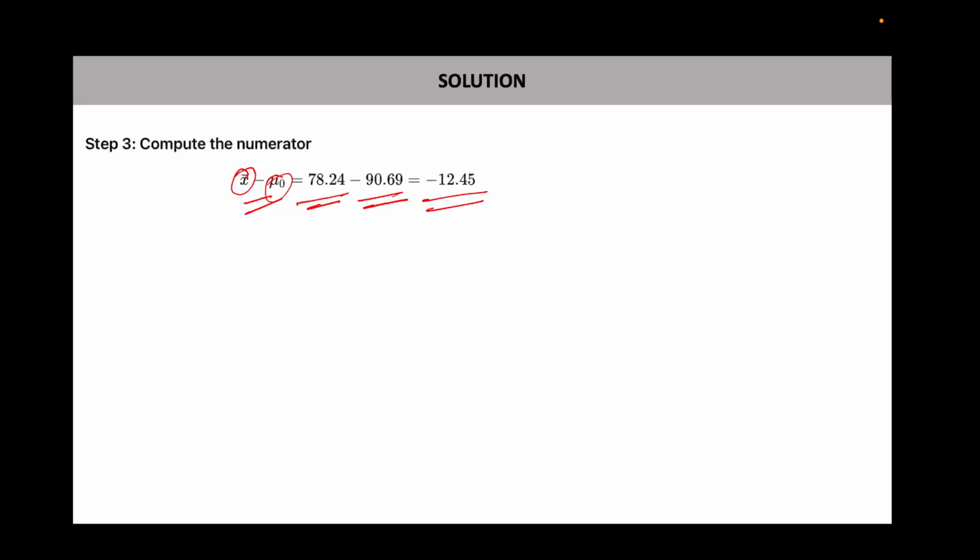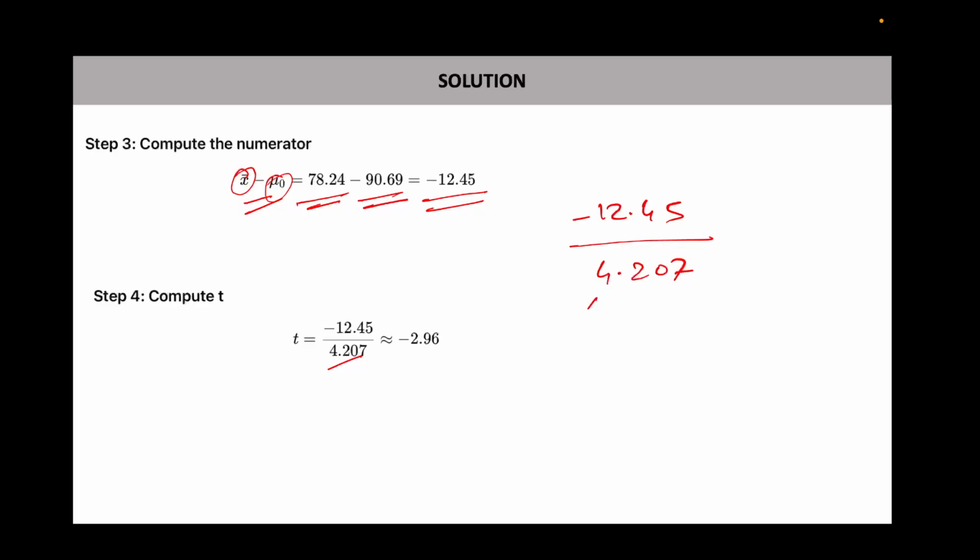minus 12.54. Now, if you compute the t statistic, you just need to divide this, which is minus 12.45, by 4.207. 4.207 was the standard error that we calculated, which was s upon square root of n. If you calculate this, you get the value of minus 2.96. Now, this is the t statistic.